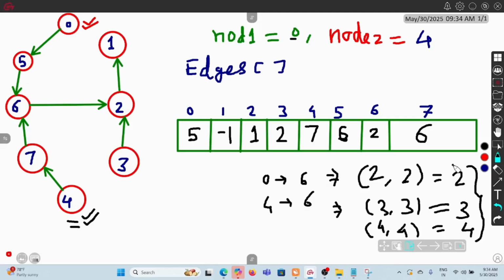Now out of these maximums, which one is the minimum value? Minimum value is 2. So this 2 came from which node? This came from node 6. So whoever is the minimum, 2 is the minimum distance, that came from node number 6. So node 6 should be our answer. So this is what we have to do.